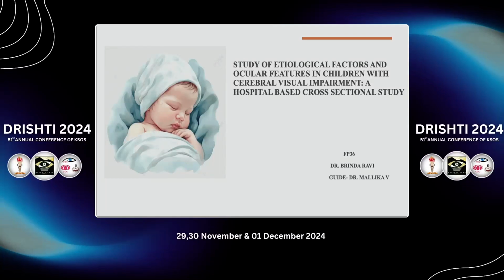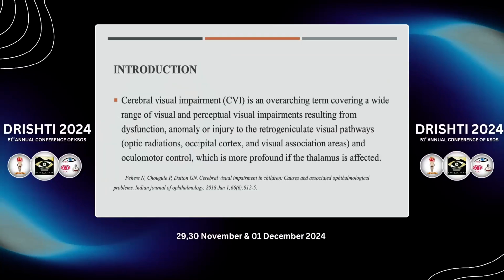Good afternoon, everyone. My paper is on the study of etiological factors and ocular features in children with cerebral visual impairment, a hospital-based cross-sectional study. So what is CVI? Cerebral visual impairment is an overarching term covering a wide range of visual and perceptual visual impairments resulting from injury to the retrogeniculate visual pathways and oculomotor control.